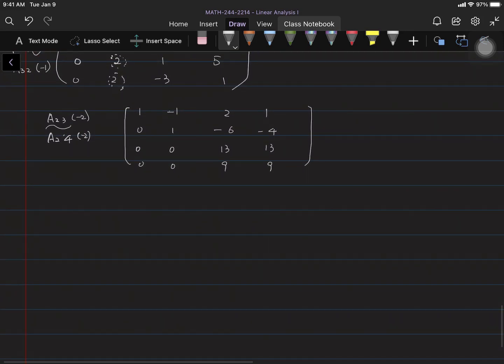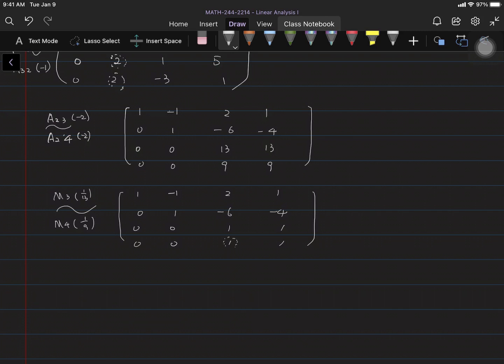Okay, do you know what we need to do next step? We can divide the third row by 13 and the last row by 9, right? Or we can write down row times 1 over 13 and times 1 over 9. Same thing. You don't have to write down the steps, you can just do the row operation directly. So right now we just simplify. It's kind of like 1, 1, 0, 0, 1, 1. Almost a row echelon, but this number next should be 0, right?